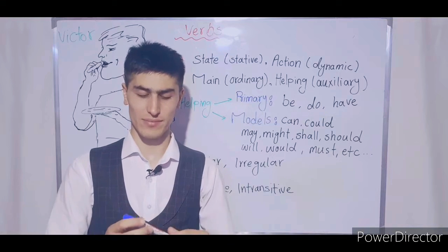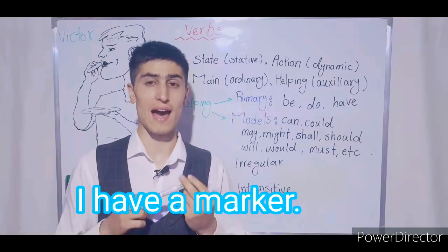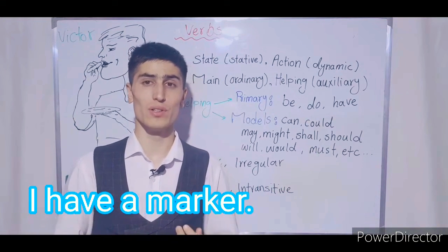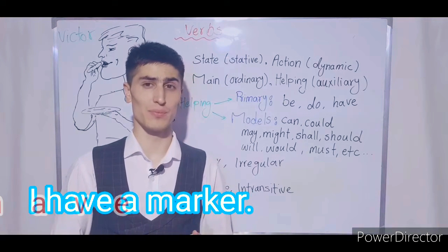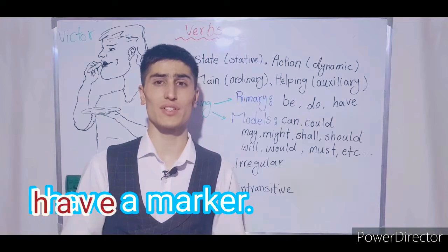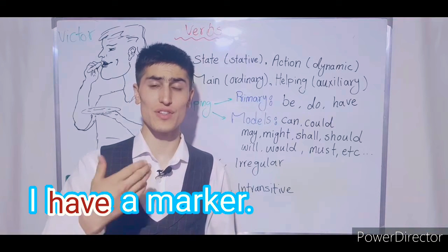Okay? Let's look at an example. I have a marker. I have a marker. In this example, the word have is the verb, and it is a stative verb. And it does not show any physical action. It just shows the state.